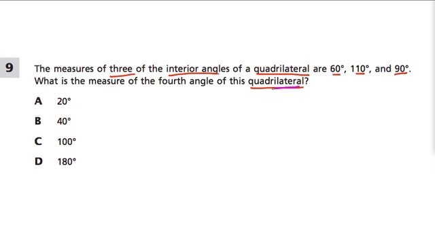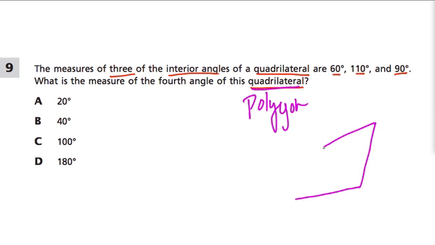A quadrilateral, of course, is called a polygon. And that means it's a shape with straight sides that's closed. So we can draw any four lines, 1, 2, 3, and 4, and we form a polygon that's called a quadrilateral. It's called a quadrilateral because it has four sides, and the word quad represents 4. So it's a four-sided polygon.